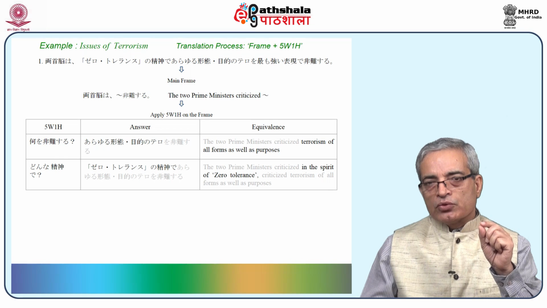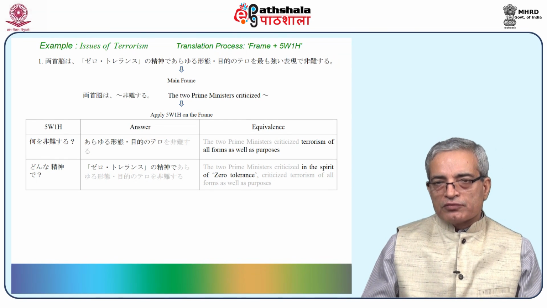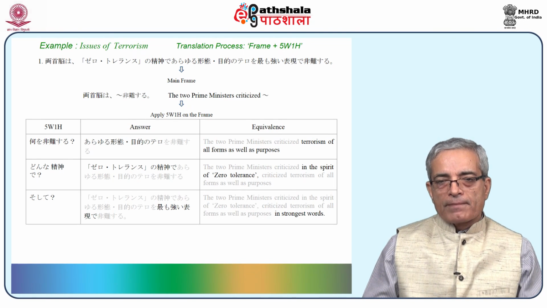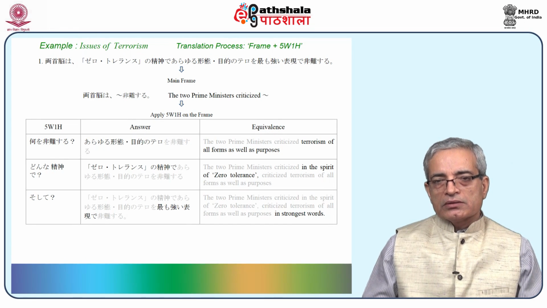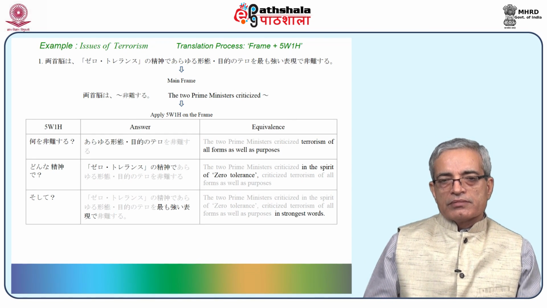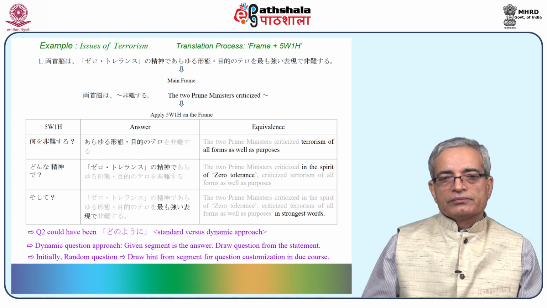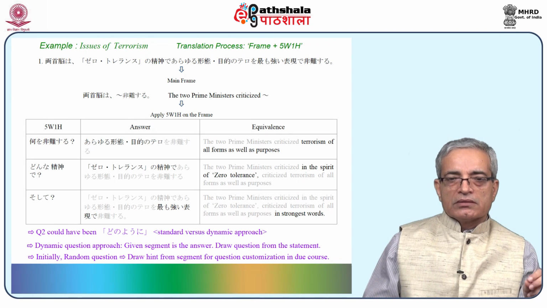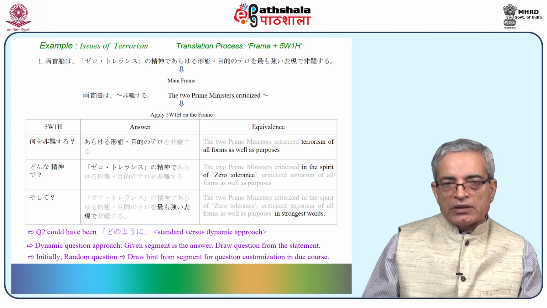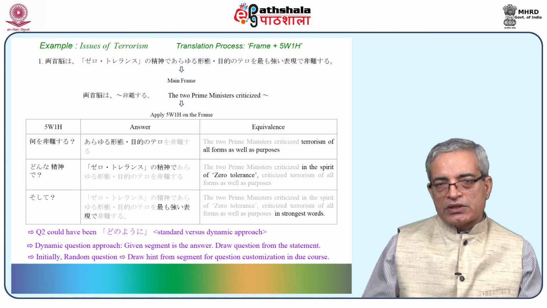Yes, you can see donna seishinde, the seishin is coming from the answer itself, that is from the sentence. Soshite? Motomo tsuyoi hyogen de. Okay, this motomo tsuyoi hyogen de, because it was seishin de, hyogen de, so the question was soshite. Question 2 could have been dono yo ni, as a standard, but here the question is donna seishinde. The seishinde is coming in a dynamic way from the sentence itself.